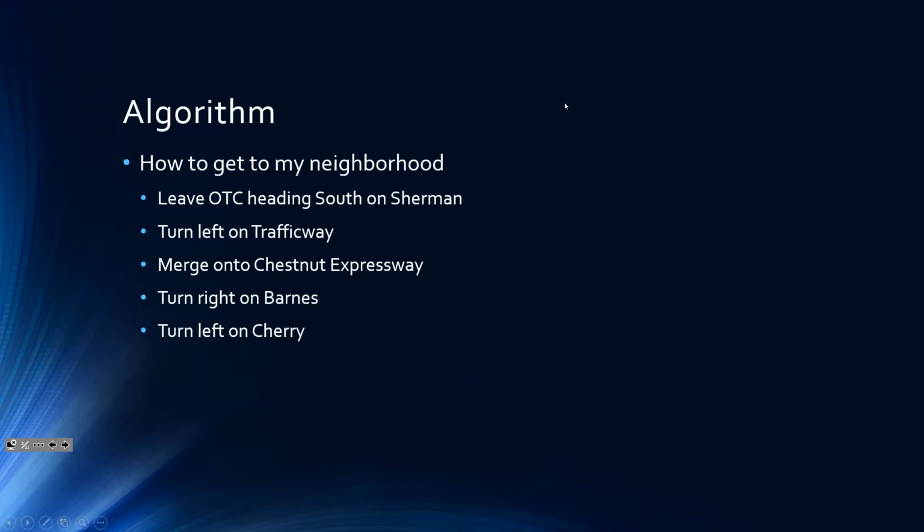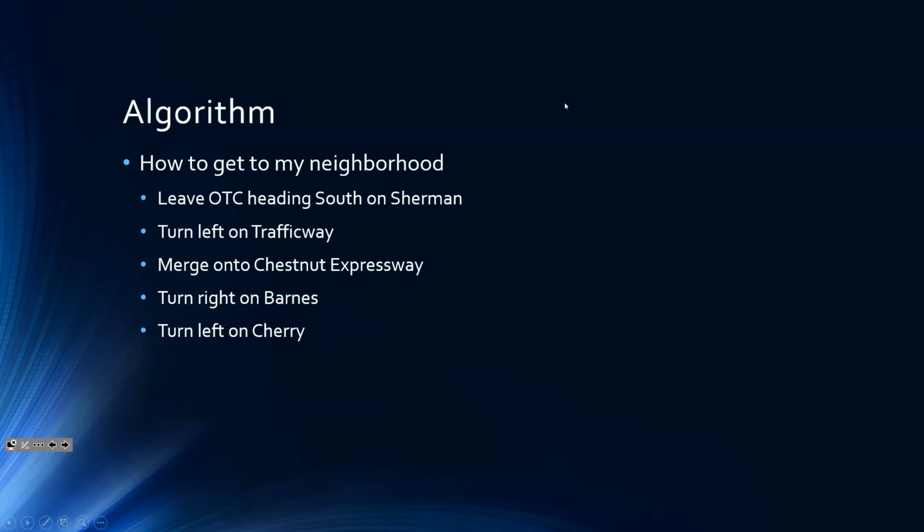Let's see, what else about it? Would I be able to adapt this algorithm if something were wrong? Let's say I got here and I couldn't turn left on Traffic Way. Would I have to adjust my algorithm as I went? I would, and I would be able to, and I could figure out a way to get home. So it's not super hard. So that's all an algorithm is, a step-by-step list of how to accomplish something.